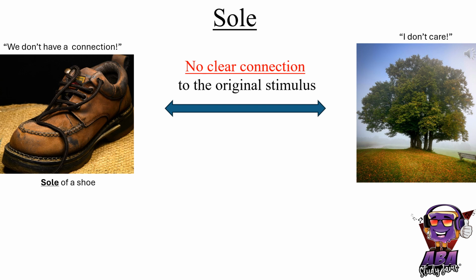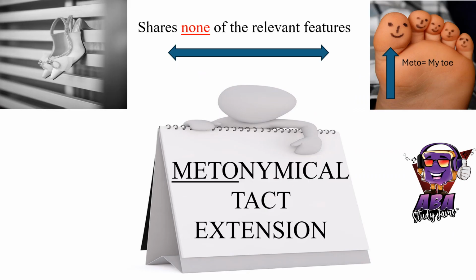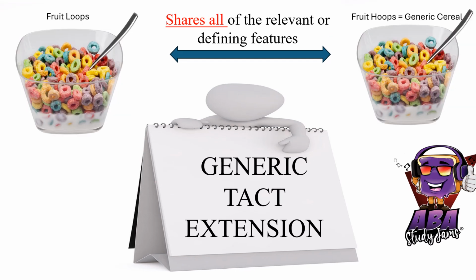In metonymical tact extension, the novel stimulus shares none of the relevant features of the original stimulus configuration. However, some irrelevant but related feature has acquired stimulus control. For example, instead of pointing to a shoe, you point to a toe. This is the last tact extension for the day.